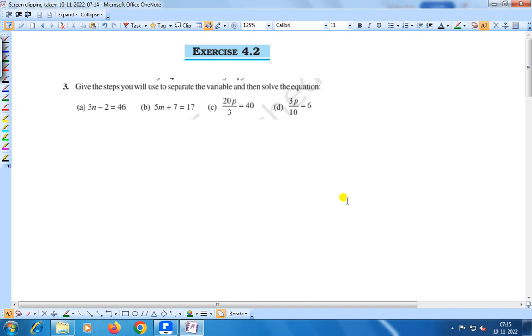Hello everyone. Today I shall discuss exercise 4.2 question number 3. Give the steps you will use to separate the variable and then solve the equation.